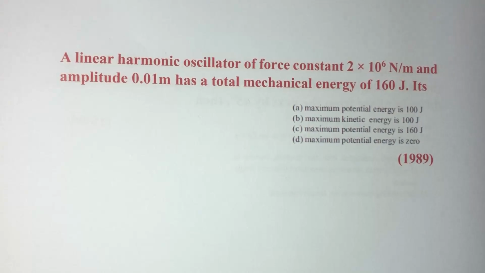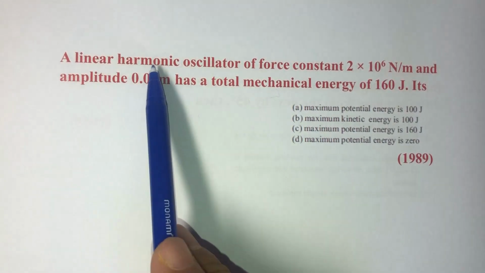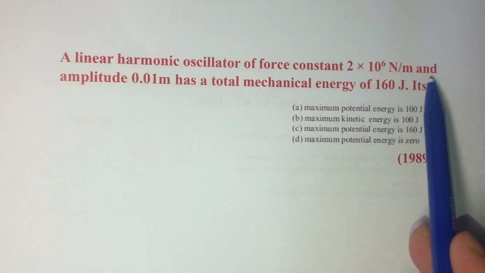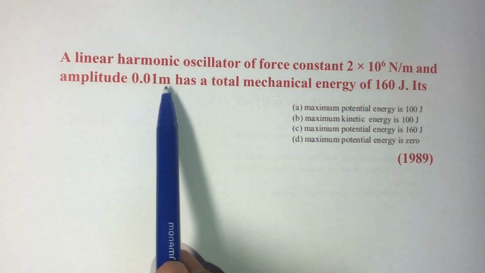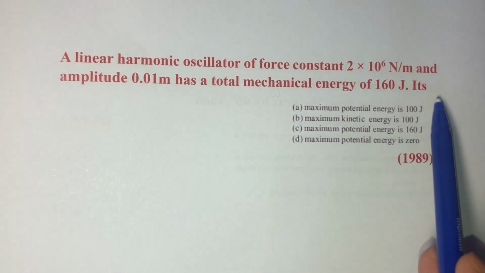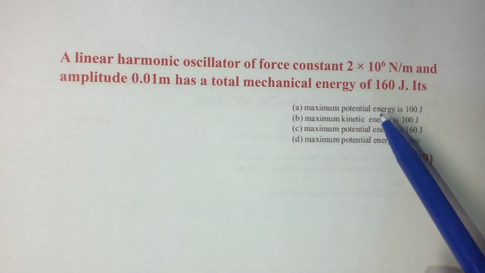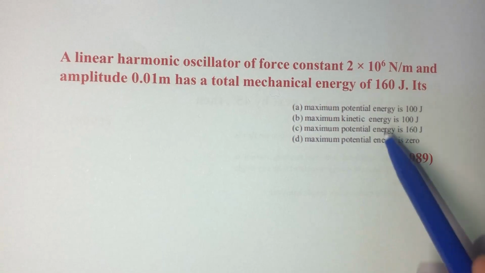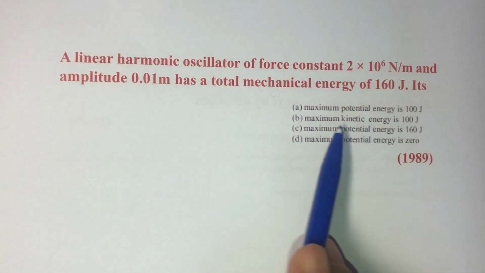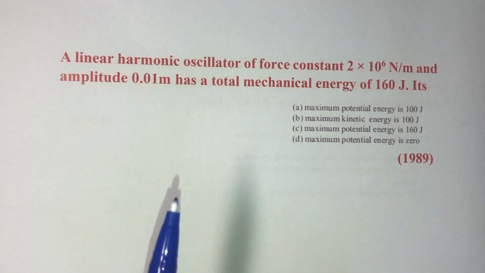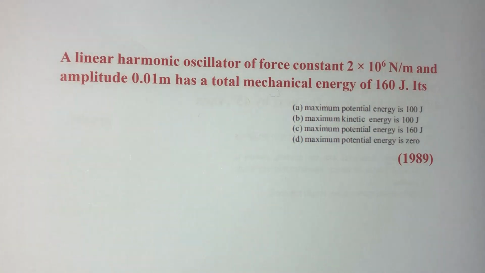Hello friends, in today's question, a linear harmonic oscillator of force constant 2 into 10 to the power 6 Newton per meter and amplitude 0.01 meter has a total mechanical energy of 160 joules. So we have to find out what will be the maximum potential as well as kinetic energy. These are the different values, but in all the cases it is maximum potential energy as well as maximum kinetic energy. This is a very interesting question.